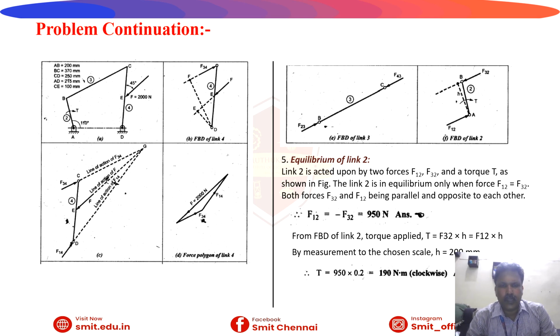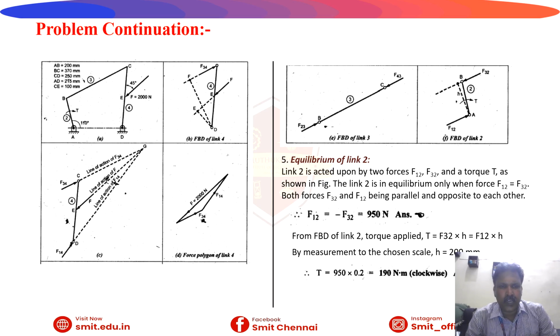In the first sketch, the left-hand side topmost, it is already given in the question. The free body diagram of link 4 we have drawn here. The force acting is 2000 Newton, then normal to that the same magnitude, again acting opposite. At that point we have F34, because links 3 and 4 are joined at one common point, therefore it is F34.